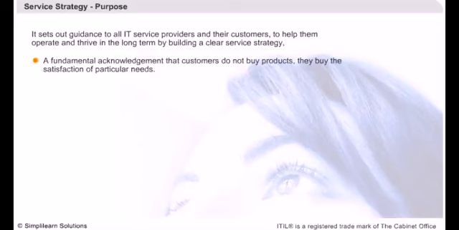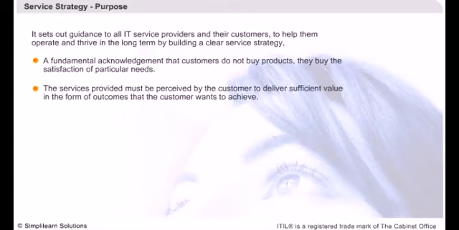Service strategy sets out guidance to all IT service providers and their customers to help them operate and thrive in the long term by building a clear service strategy. A fundamental acknowledgement is that customers do not buy products. They buy the satisfaction of particular needs. The services provided must be perceived by the customer to deliver sufficient value in the form of outcomes that the customer wants to achieve. Let us look at the key processes of service strategy in the next slide.